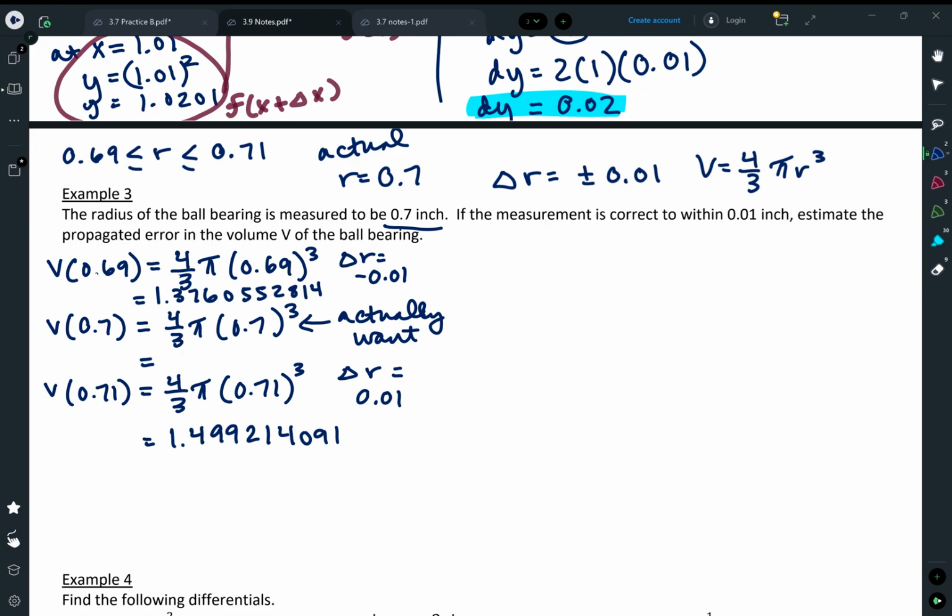1.499214091. And just for kicks, it's interesting to note that my husband says that having it be off by as much as a hundredth of an inch is actually a lot. He said that's probably an unacceptable amount of error, which I thought was interesting.